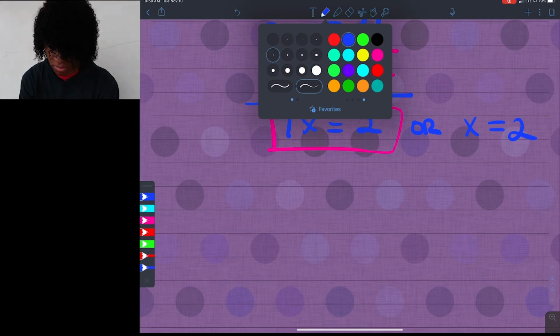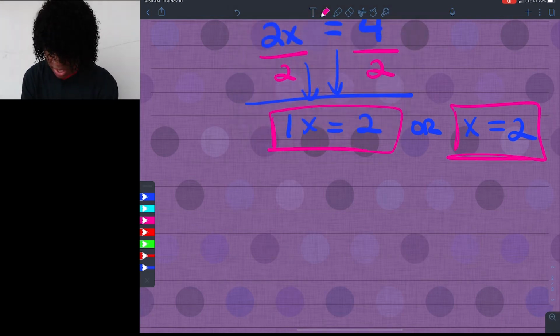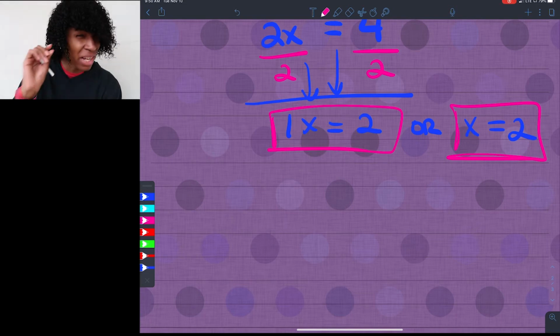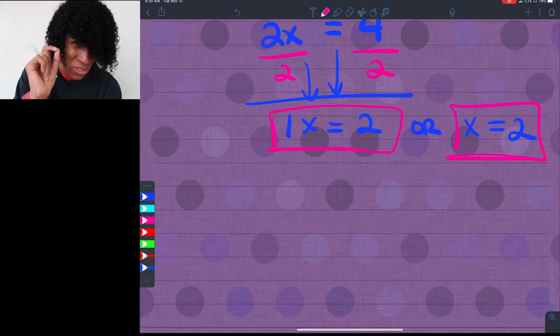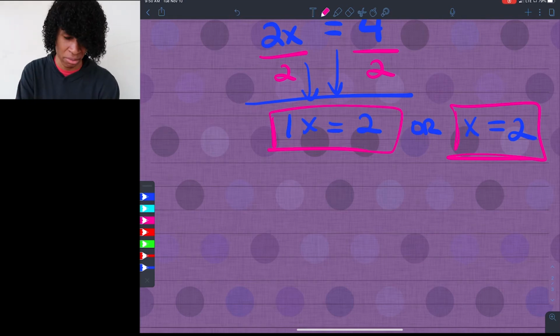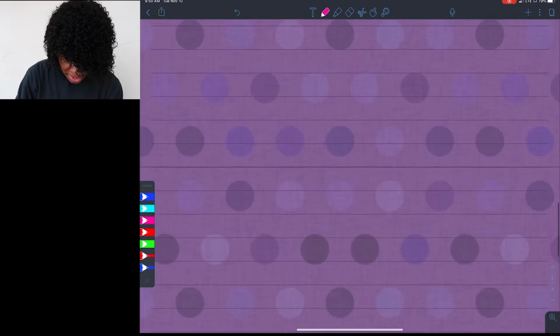That's your cleanest form. So for those of you who like to look fresh on your test, let your answers be clean too. X equals 2 is much cleaner than 1x equals 2, but they are both the same answer, and I'm perfectly fine with you having the first if that makes more sense to you. You can work out the details later. Now, let's try another one.